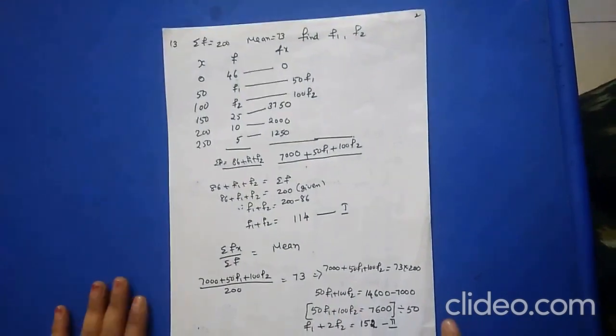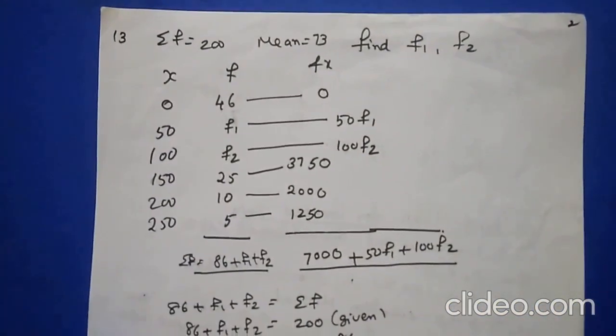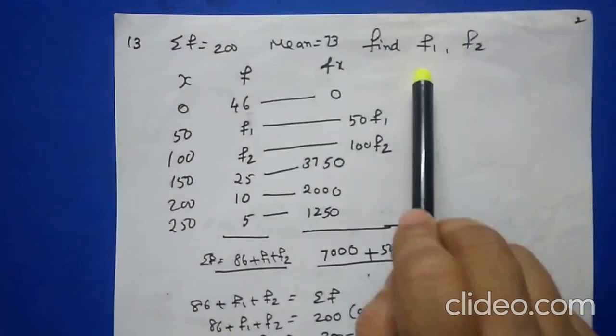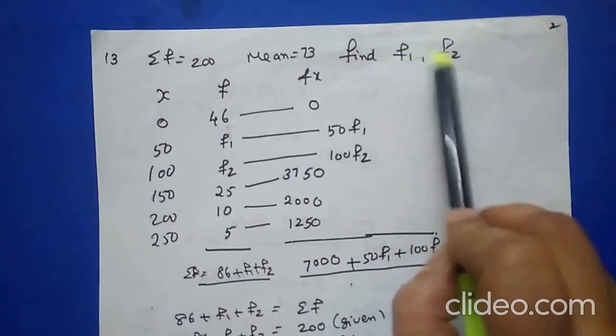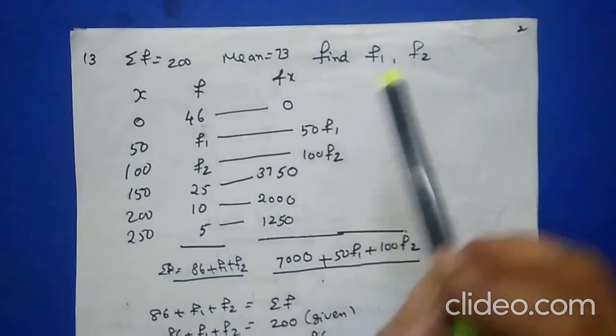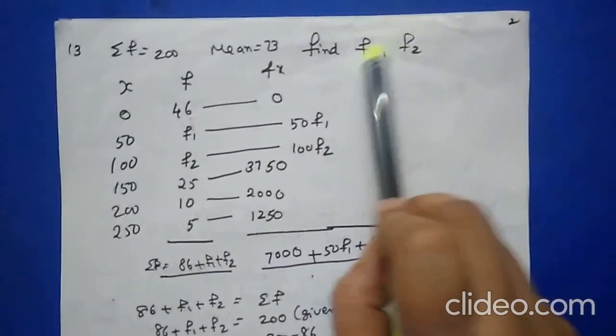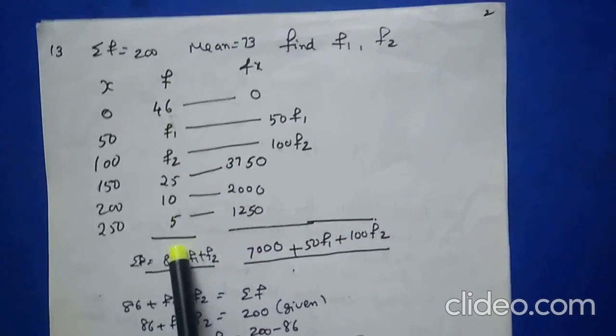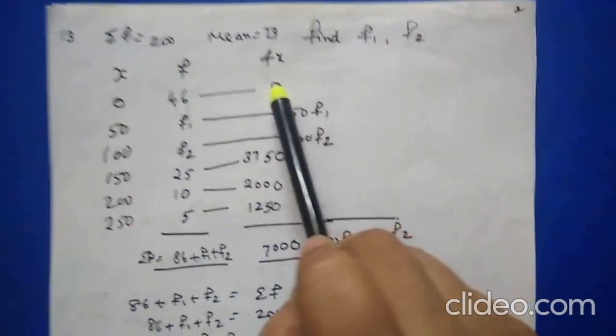Now, question number 13. Sigma f is given, 200, mean is given, 73, find f1, f2. In this, you have two unknown frequencies. In the previous question, only one. Now you are getting f1, f2, two unknown frequencies. Now, you know x, you know f. Now you have to find fx.